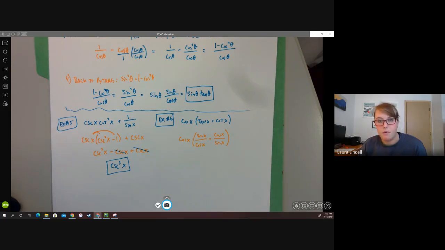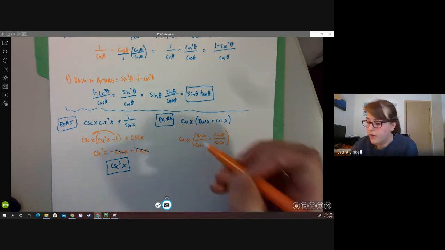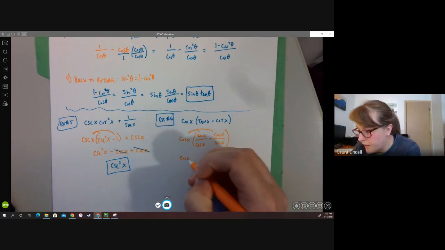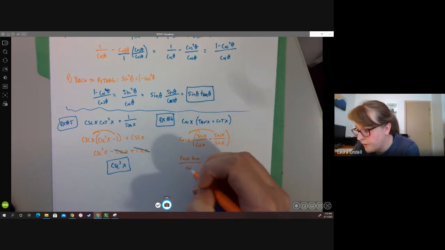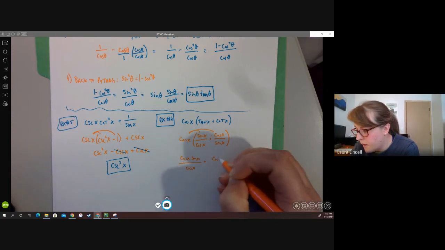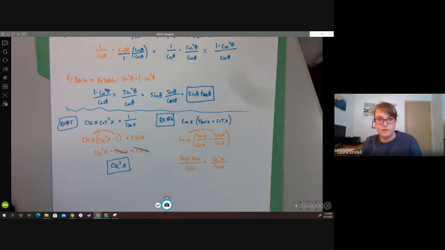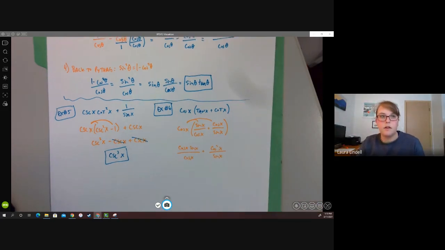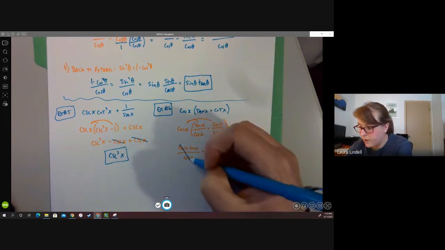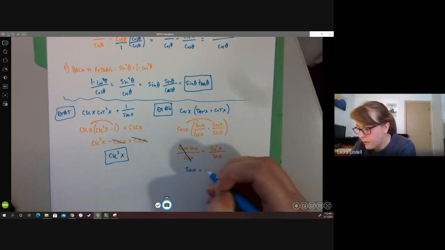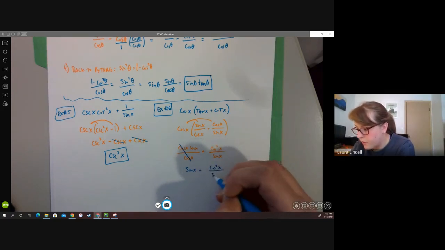The next thing I would probably do is the distributive property. So we get cosine sine over cosine plus cosine squared over sine. And then we might notice here that cosine and cosine can cancel, and we're left with sine plus cosine squared over sine.